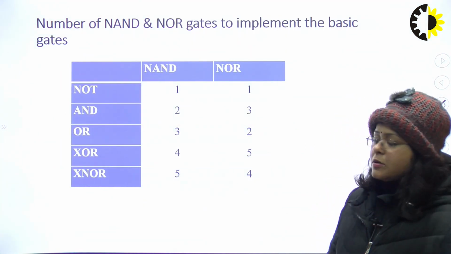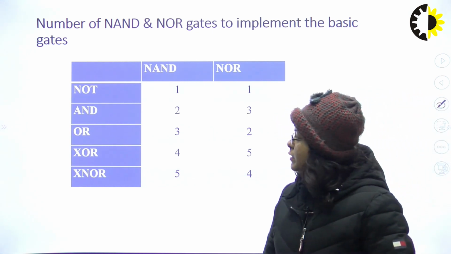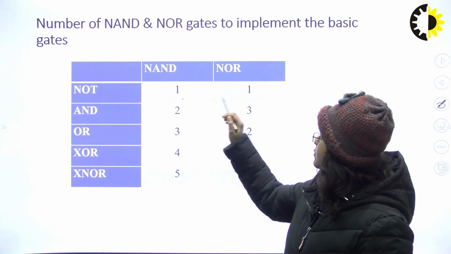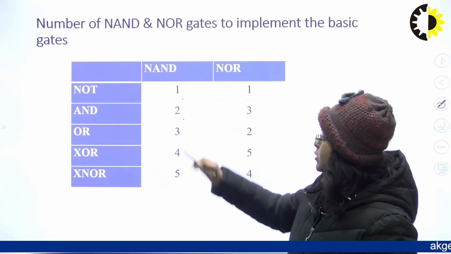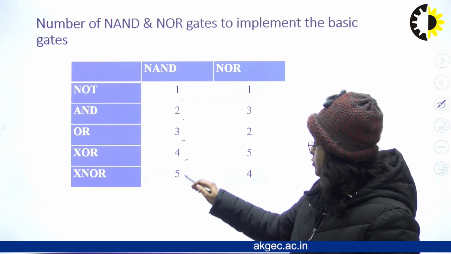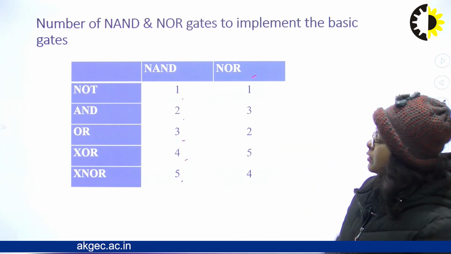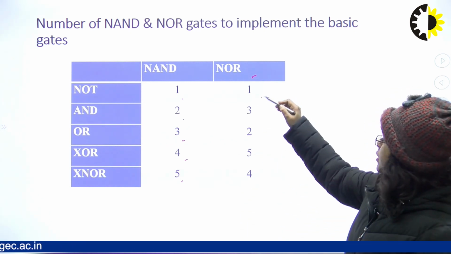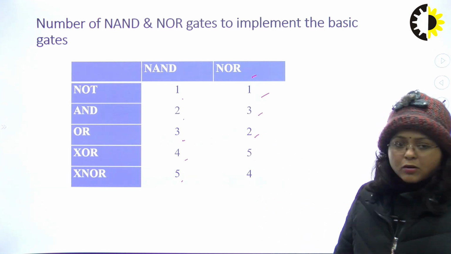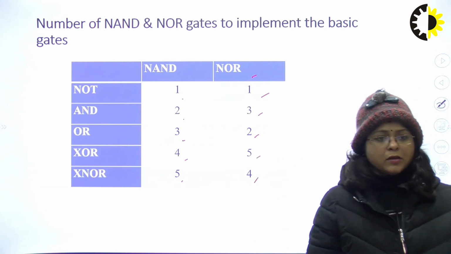Now we talk about the number of gates used to implement these circuits. Using NAND gate, if we implement NOT, we require only one. For AND gate we require two, for OR we require 3, for XOR 4 and XNOR 5. Similarly, for using NOR gate, 1 for NOT gate, 3 for NAND, 2 for OR, 5 for XOR and 4 for XNOR.